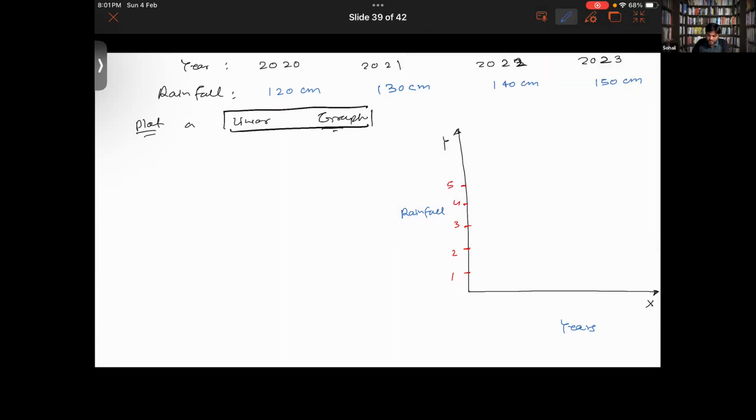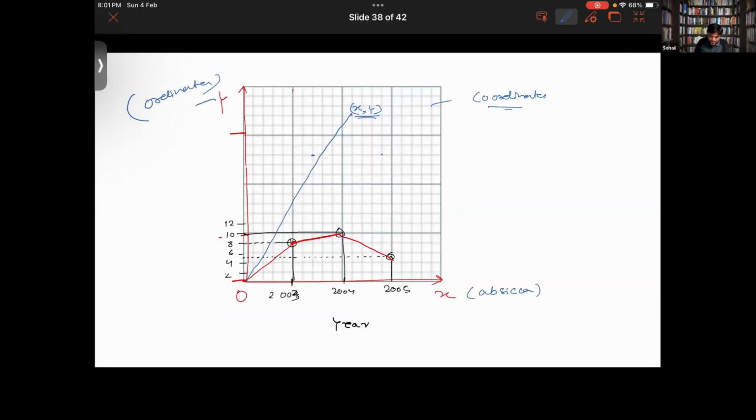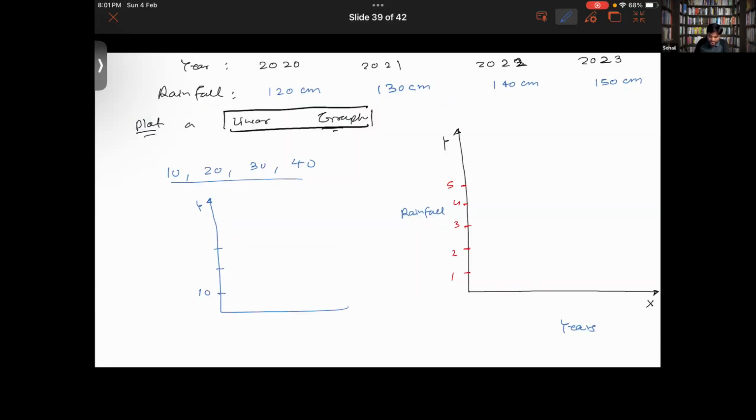So, for example, let's say there are some numbers like 10, 20, 30, 40, and you have to show them on the y-axis. It is easy. We can assume each of the square blocks here as 10. You can start from here like 10, 20, 30, 40. It is easy.